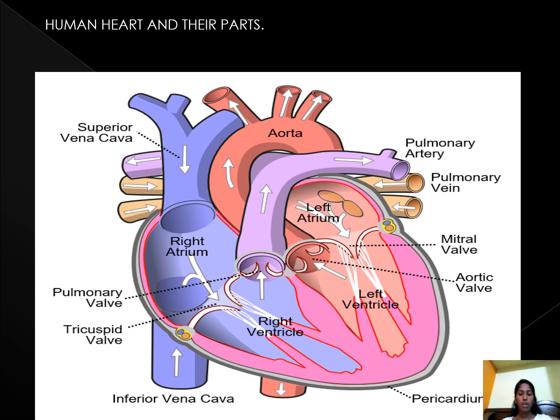Now let us see what are pulmonary veins. It is the only vein which carries the oxygenated blood from the lungs to the heart. Now let us see what is the pulmonary valve.